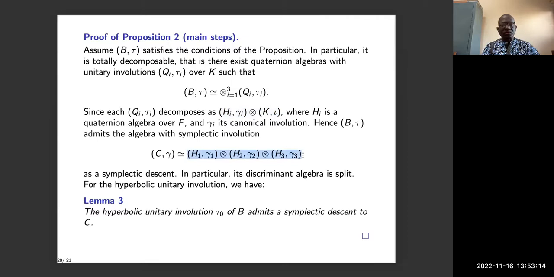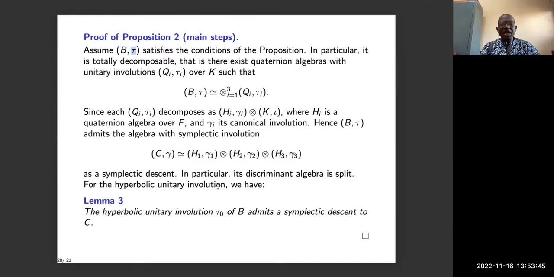In particular, if D tau has this form, we have a formula to compute the discriminant algebra. And we can show that the discriminant algebra is trivial. That is for tau.